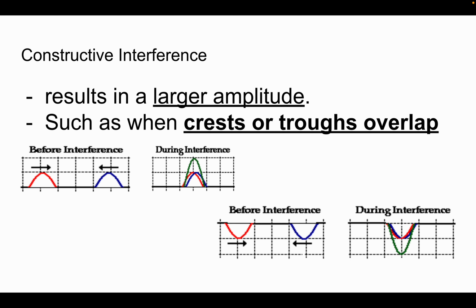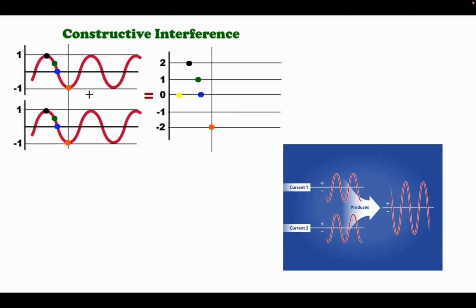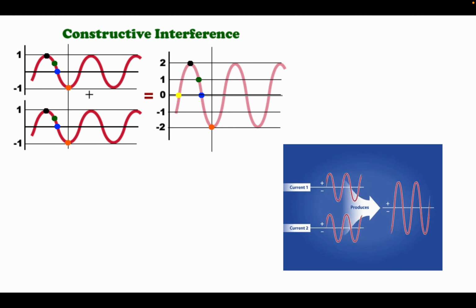In the troughs, you can see the red and blue waves as well, and you can see that their amplitude has also increased to the red plus blue, which equals green. Here are some great pictures of constructive interference. We can see these being added together so that the amplitudes are the two amplitudes added together.